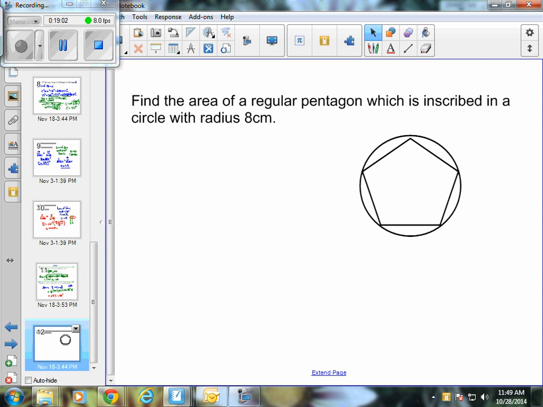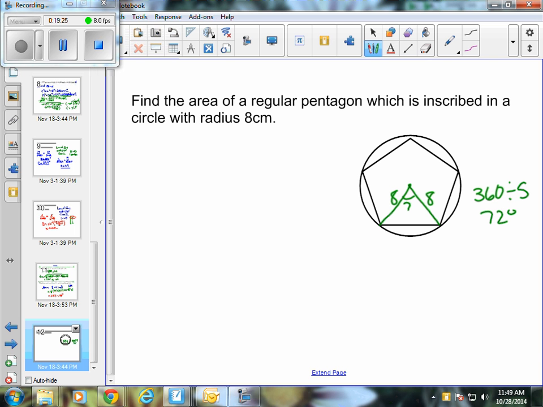All right, last one, a little application question here. If you have a regular pentagon inscribed in a circle, the radius is 8. So we've done lots of questions like this. So I'm going to go ahead and put some radii in there. If I can figure out the area of one of those triangles, I can find the area of the whole pentagon. So I just have to figure out what that angle is. So how many of those triangles would there be? Well, there's 5 sides, so 360 divided by 5, looks like that angle would be 72 degrees.